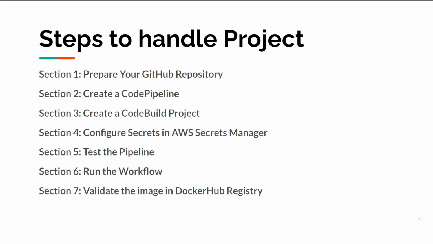So these are the steps we are going to follow. Prepare a GitHub repository, create an AWS CodePipeline project, create an AWS CodeBuild project, then configure a secret in AWS Secrets Manager, then test the pipeline and run the workflow. And at last we will validate whether the image has reached the Docker Hub registry or not. So let's move to the project now.